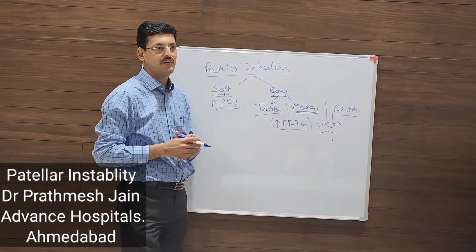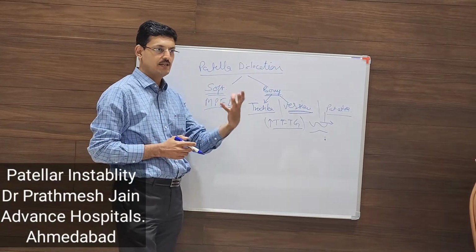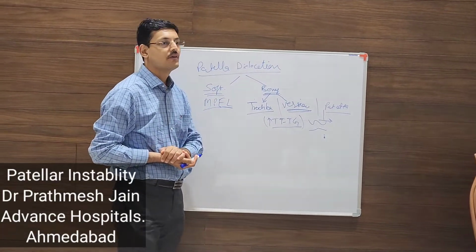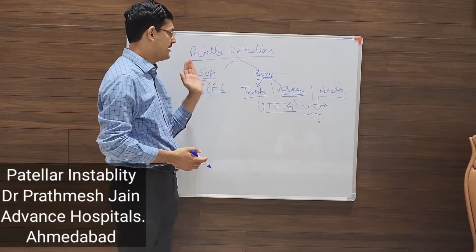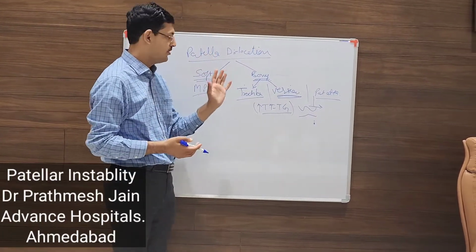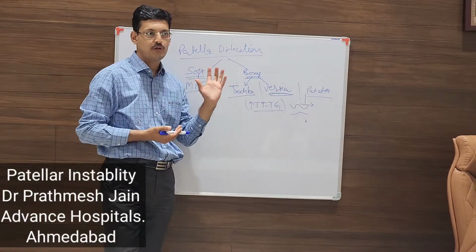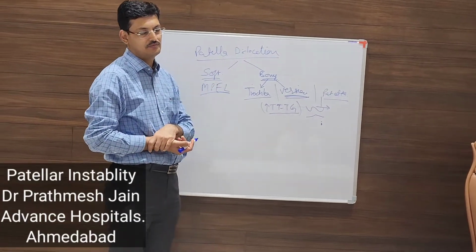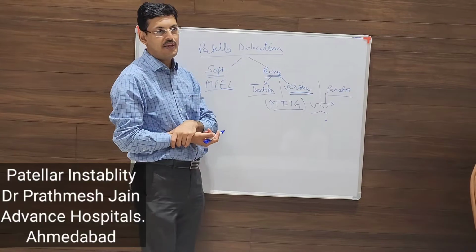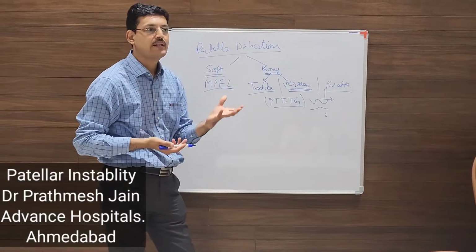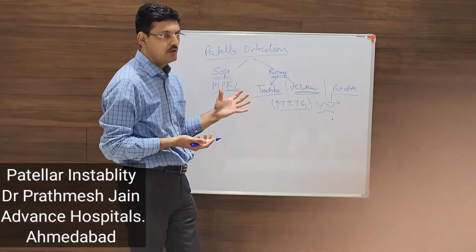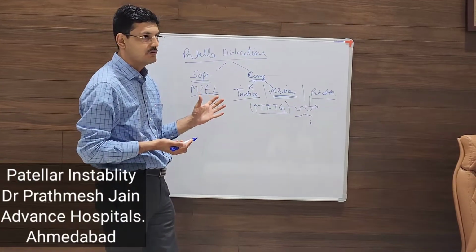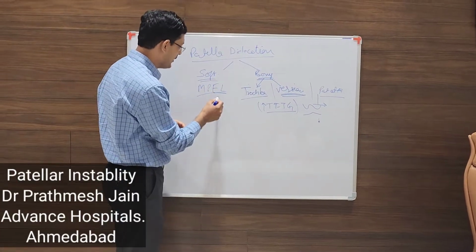What is MPFL? Is it like an ACL or PCL ligament? Condensation of the retinaculum? No. Retinaculum is different. Medial retinaculum and lateral retinaculum are different. What is MPFL? Medial patellofemoral ligament. What is that? The MPFL is basically a capsular thickening. It is a thickening of the medial capsule.